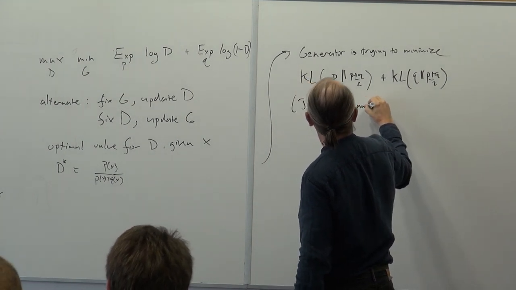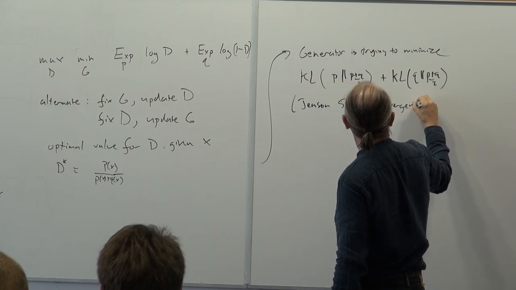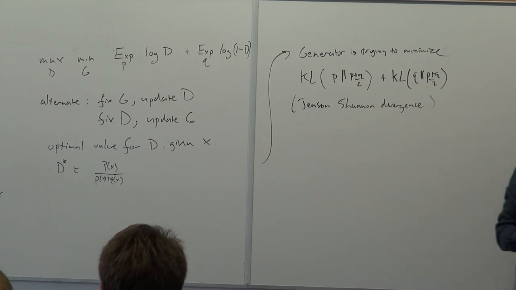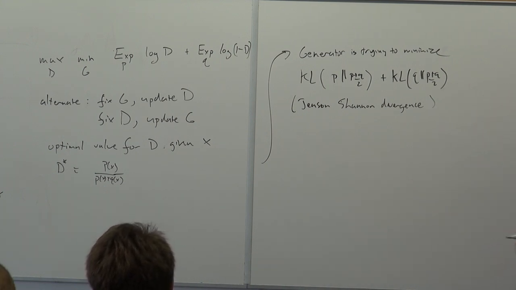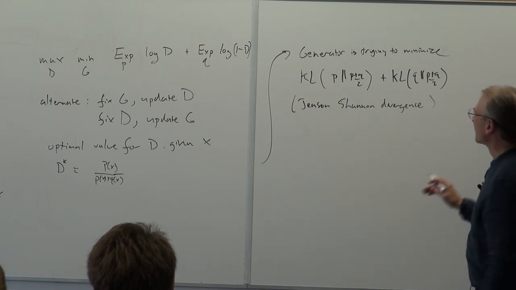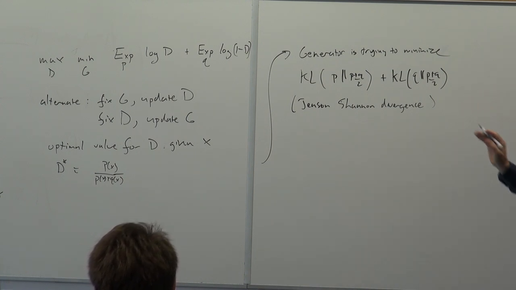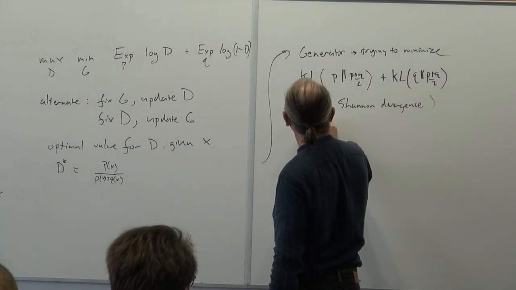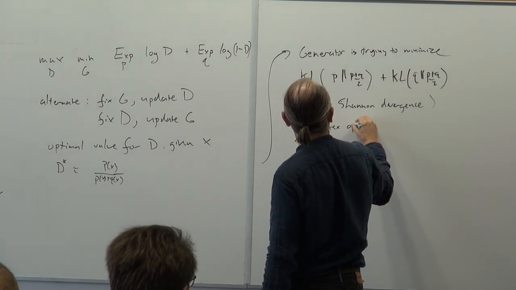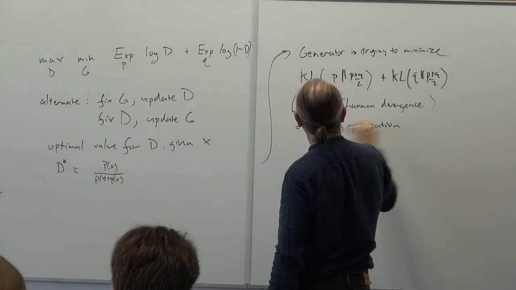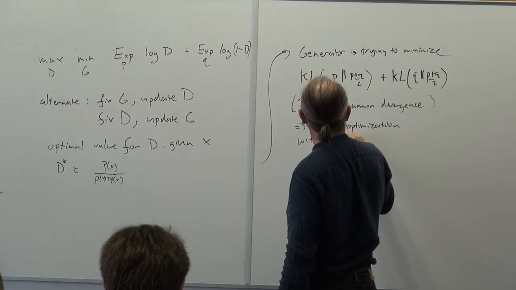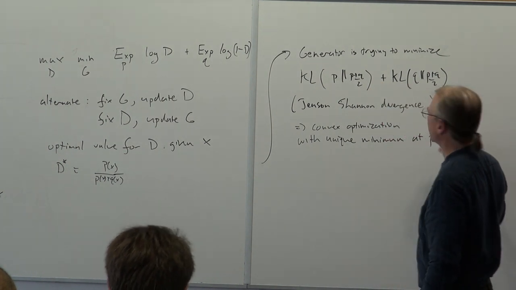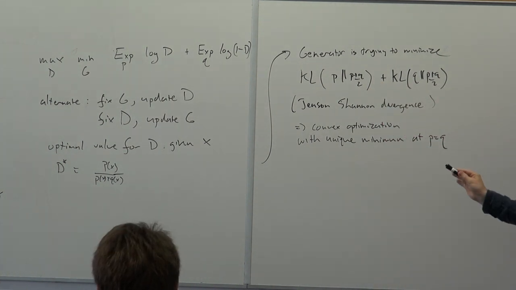This is the same as the Jensen-Shannon divergence, because it's a symmetrized version of the Kullback-Leibler distance between two probability distributions. It's not a distance, though. I don't think it obeys the triangle inequality. But at least it's symmetric, which the Kullback-Leibler distance is not. And you see that this is convex optimization with a unique minimum at p equals q. And so, I mean, this is all very straightforward.